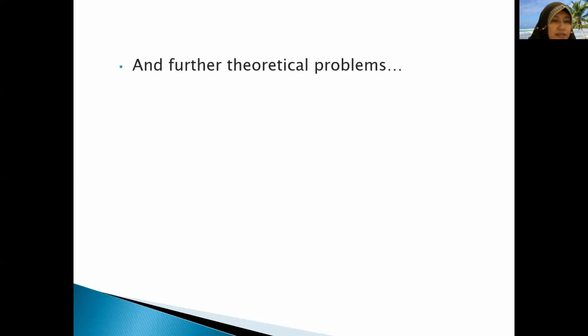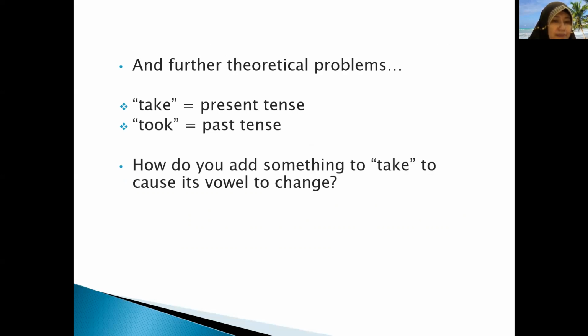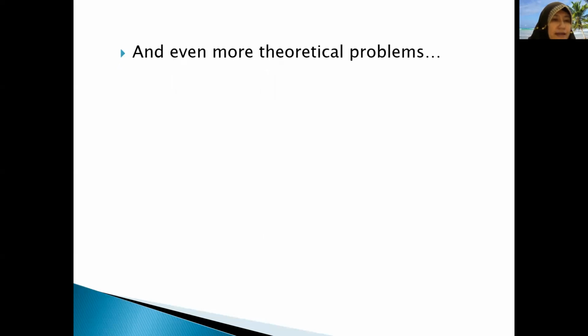And further theoretical problems, take is present tense. Took, past tense. How do you add something to take to cause its vowel to change? Took equals take without meaning, or zero.